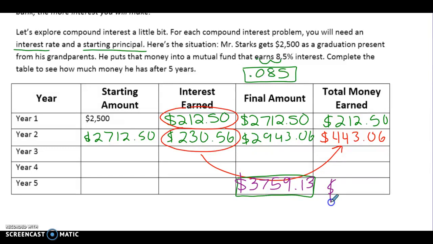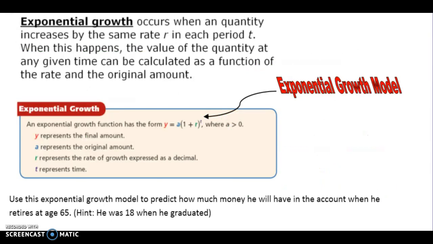Which means, by eating Cheetos and sitting on the couch, I have made $1,259.13 in 5 years. That was kind of a pain in the butt, right? And that was only 5 years. So what if I asked you when I retire, in 35 years?